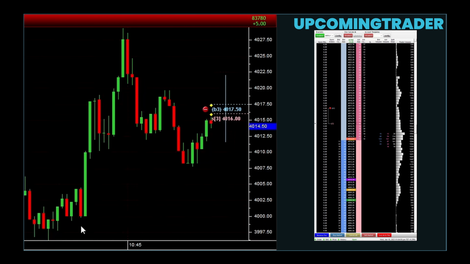Flags and pennants are continuation patterns that show a brief consolidation before the trend continues in the same direction. When the price breaks out of a flag or pennant and crosses above an exponential moving average, it signals that the trend is resuming with strength. Watching how the price behaves around the exponential moving average can help confirm whether the breakout is legitimate or not.